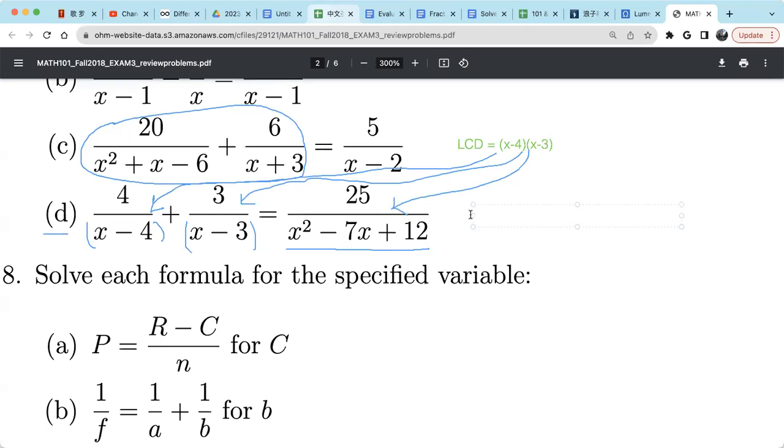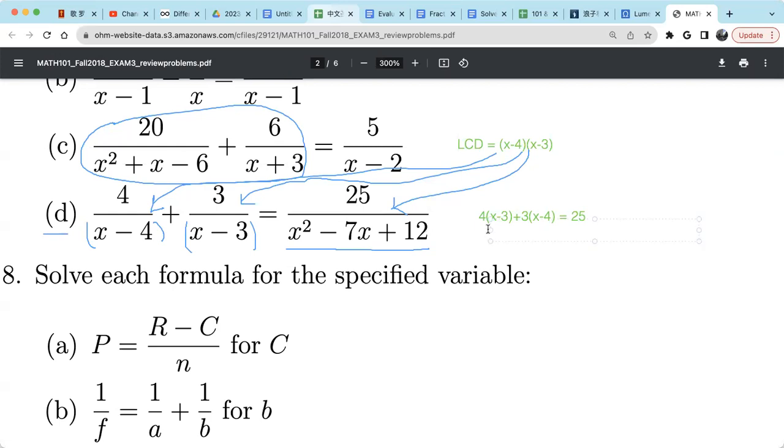Now what do we get? A lot of things cancel. So the first term becomes 4 times x minus 3, because x minus 4 divided by x minus 4 equals 1, plus 3 times x minus 4. In the second term, x minus 3 divided by x minus 3 becomes 1. Equals 25, because x minus 4 times x minus 3 divided by x squared minus 7x plus 12 is 1.